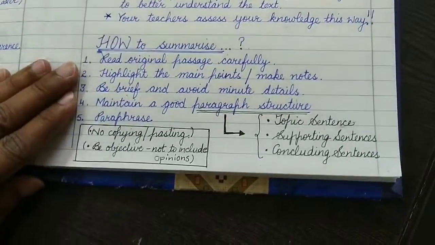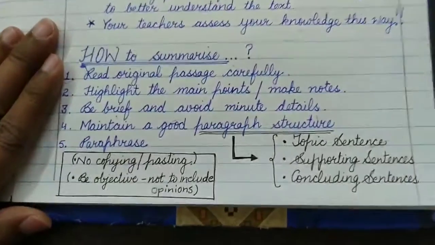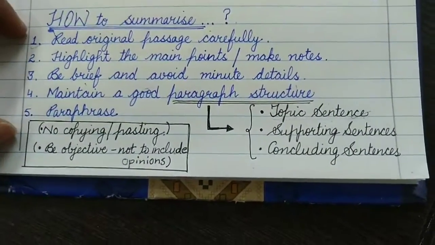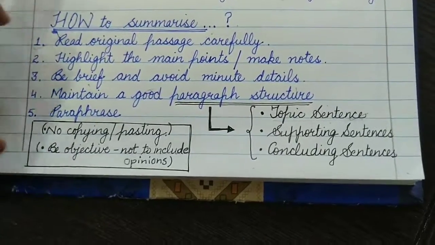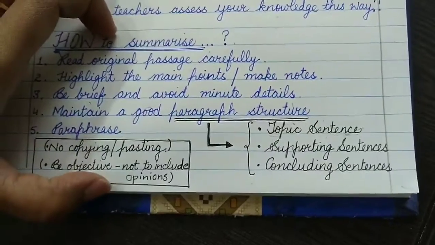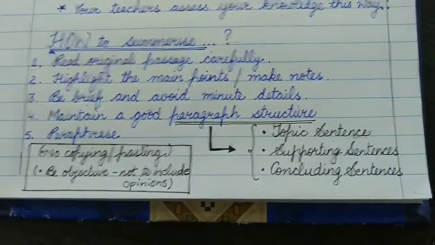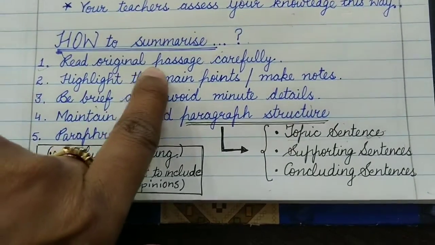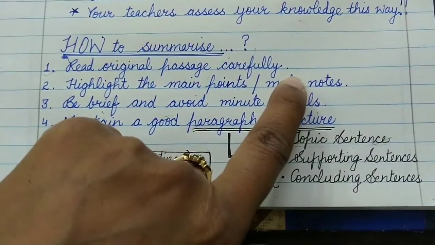The very main point, how to summarize, right? So I have just jotted down the whole thing into 5 points. These 5 points are the key to writing a beautiful, nice summary of whatever text is in your hand, right? So the first step is you need to go through your original passage very carefully.